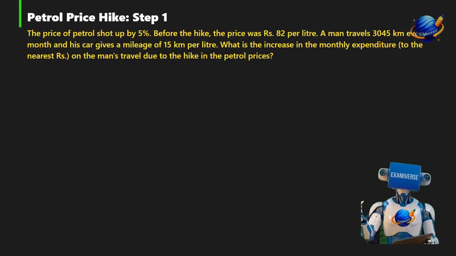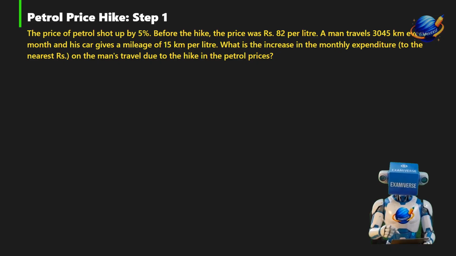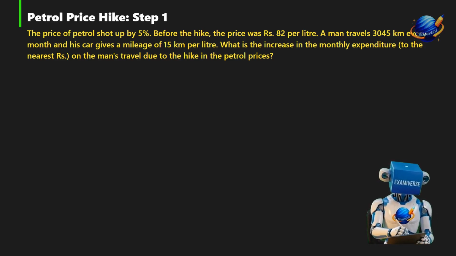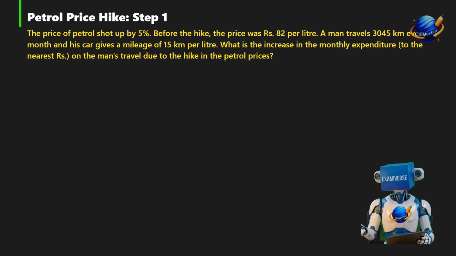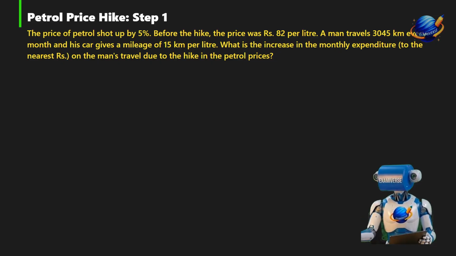The price of petrol shot up by 5%. Before this hike, the price was 82 rupees per litre. A man travels 3,045 kilometers every month, and his car gives a mileage of 15 kilometers per litre. We need to find the increase in his monthly expenditure to the nearest rupee. Now, think about this for a moment. How do we approach this without doing unnecessarily long calculations?